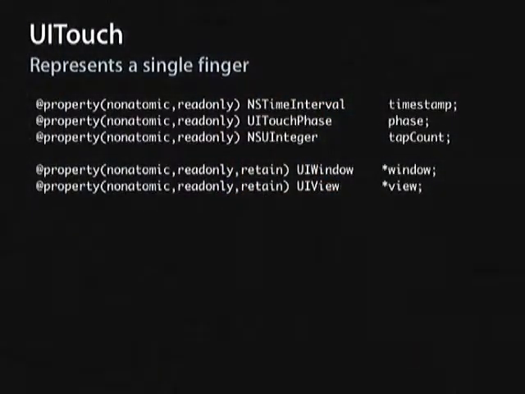And then there's two other properties: the window and the view. We'll get into a little bit more about how this gets determined later, but basically every touch is associated with a particular view. And for the lifetime of that touch, from the time that it goes down till it ends, it's associated with that one view, and that view is in a particular window. So you can ask the touch for what view and what window it's associated with.